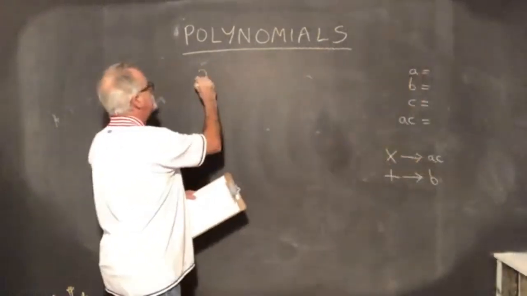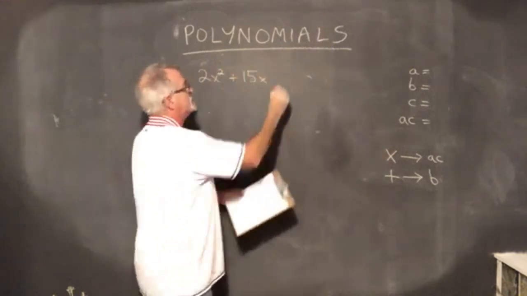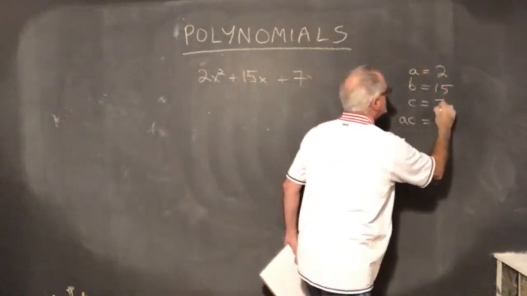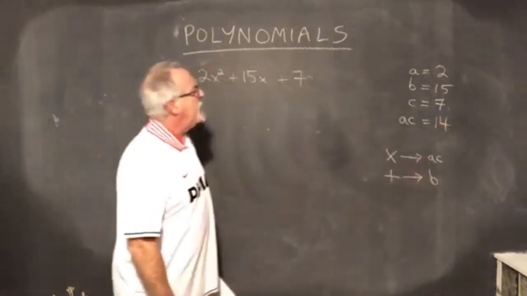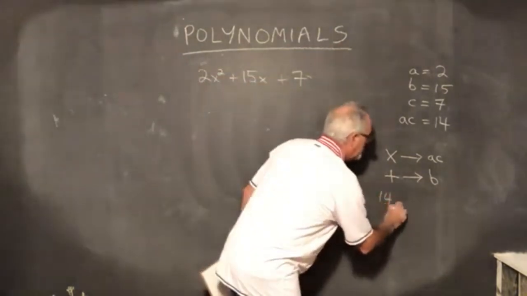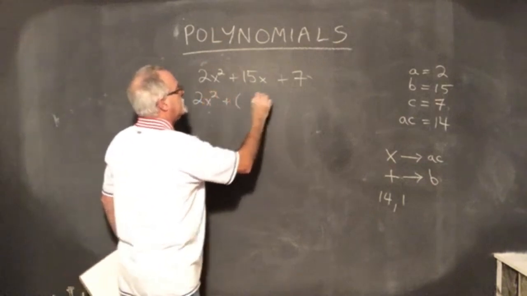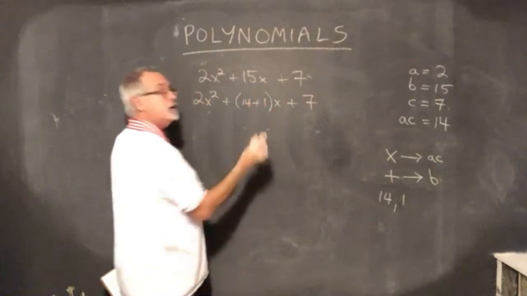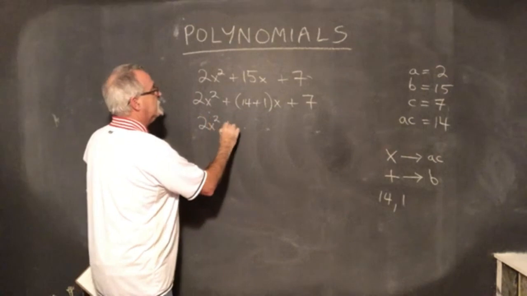2x squared plus 15x plus 7. A is 2, B is 15, C is 7, AC is 2 times 7, that's 14. What two numbers multiply to give 14 and add to give 15? That's going to be 14 and 1, isn't it? Rewrite this with a bracket. Write 14 plus 1 or 1 plus 14 in there. It works either way. Rewrite it like this.